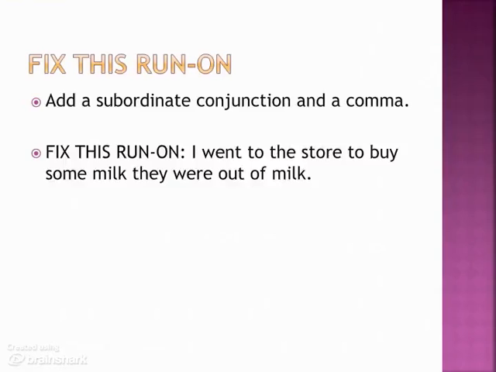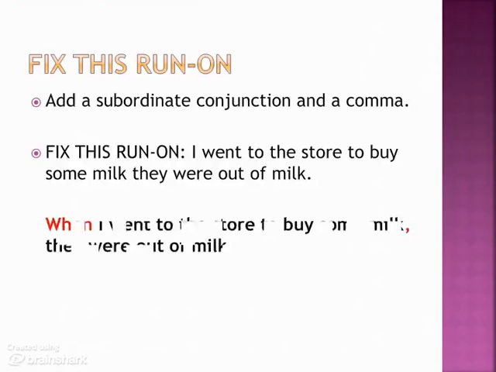Fix this run-on by adding a subordinate conjunction and a comma. I went to the store to buy some milk. They were out of milk. Here's how you could have fixed that sentence. When I went to the store to buy some milk, they were out of milk. Notice I added the subordinate conjunction when, and then I put a comma in the sentence. Now it's fixed.